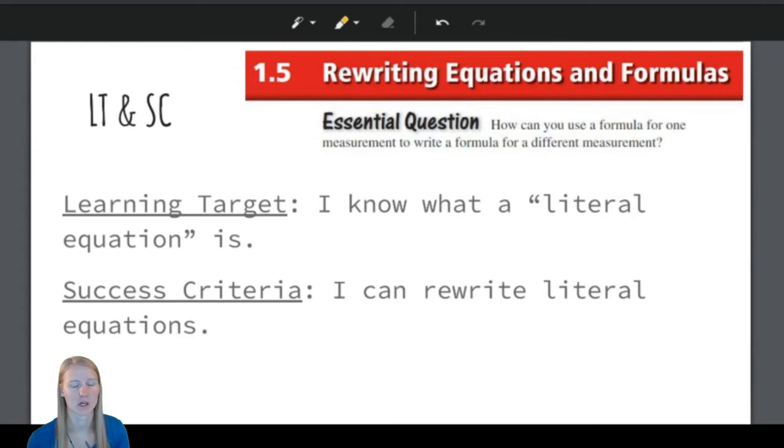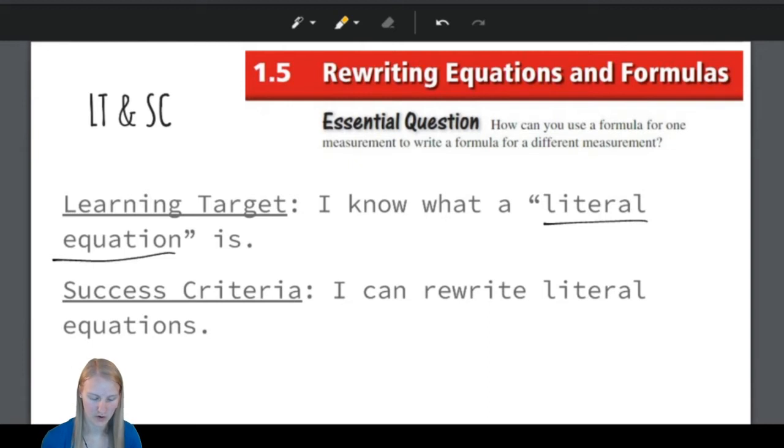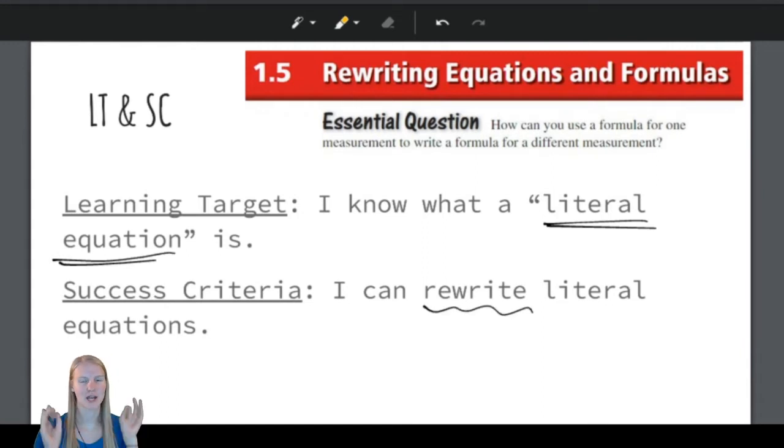Next video we work on formulas. So the learning target is that you know what a literal equation is. Today is all about literal equations, so it is very important that you know what they are. And the success criteria is that you can rewrite literal equations. So today is all about rewriting literal equations.